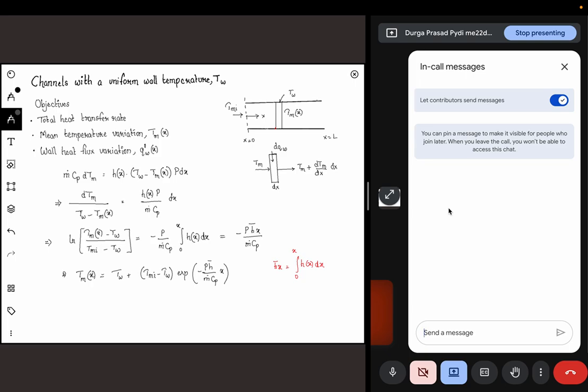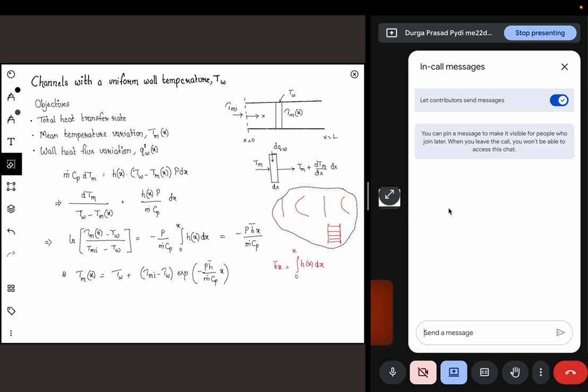It will eventually, what will happen is this exponential term will go to 0, and Tm will be equal to wall temperature. So beyond the point where Tm reaches Tw, once Tm becomes Tw, the heat addition will stop. If you imagine, the wall temperature is higher, so it will be something like this, and then it will keep increasing, and eventually this is the asymptotic case where the wall temperature and the mean temperature will be the same, like it will be uniform temperature. This will happen at infinite length.